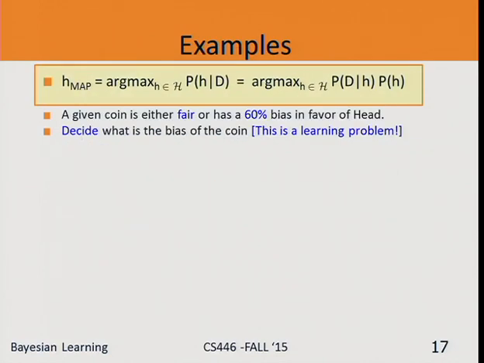So here is the simplest example we can come up with. You have two coins. Either a fair coin, probability of head is 0.5, probability of tail is 0.5, or an unfair coin, a biased coin, where the probability of head is 0.6. We want to decide which is which. I give you these two coins, which is which? This is our learning problem. Okay? It doesn't feel maybe like a learning problem, but it is a learning problem.